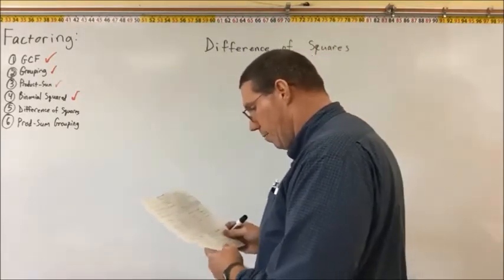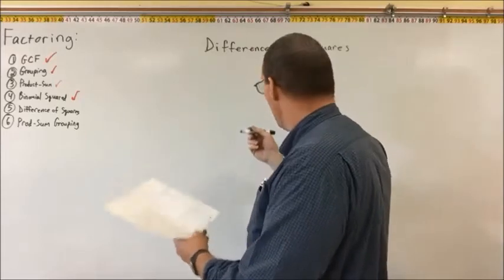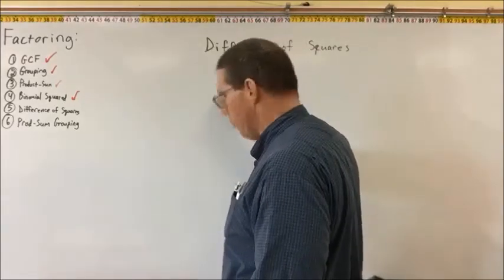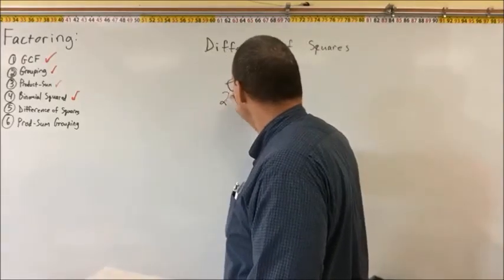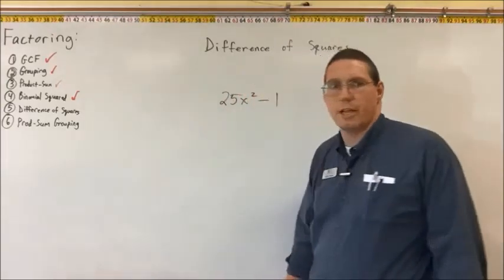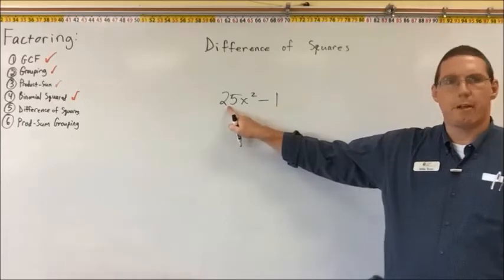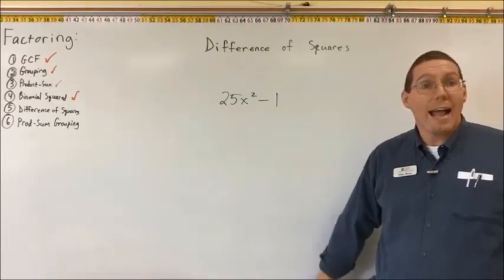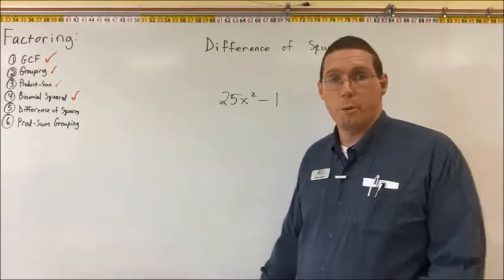Oh, so sometimes you can do a difference of squares where it has a number on the front. What if we had 25x squared minus 1? I know what you're saying. Oh, there's a number there. It's not a 1 now, so I can't do it anymore. Actually, you can. Let me show you what you would do.